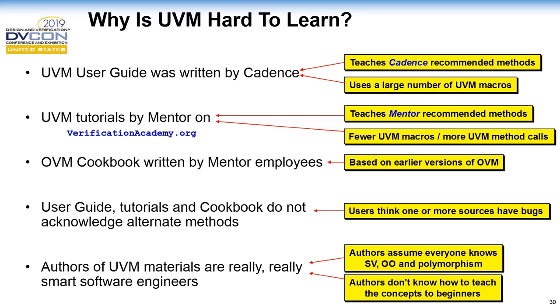And the other problem is the authors of all these materials are really, really smart software guys. These guys are top of the line people that put these methodologies together. And they just assume that when you read these things, you're already an expert at SystemVerilog, object-oriented programming, and polymorphism. And now they're going to take you to the next step of UVM. That's not a fair assumption. And so many of the authors just kind of forgot what it's like to be an idiot, like me. How do I learn this thing on my own?